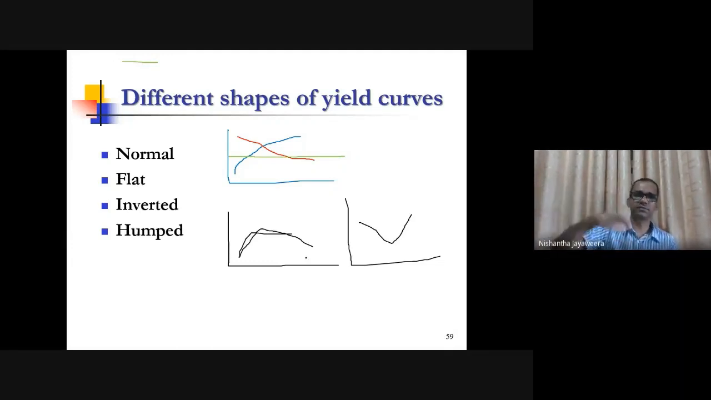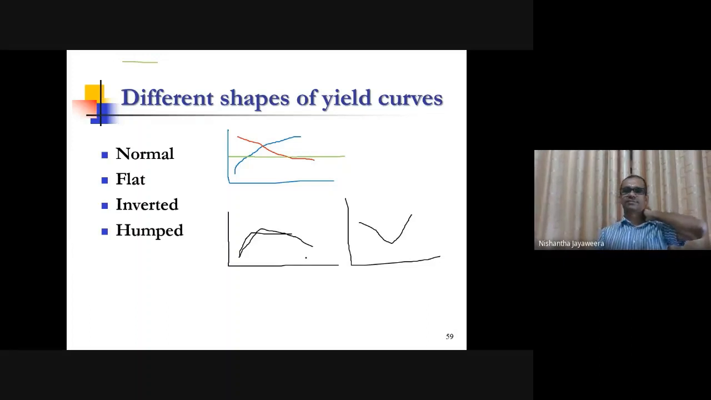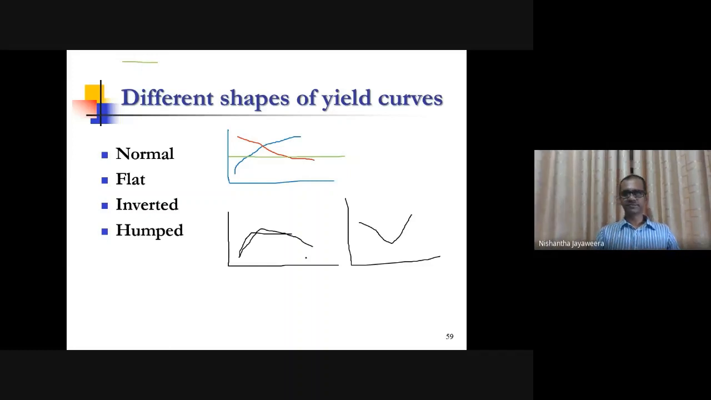Upward sloping, that's a normal curve. Downward sloping, inverted yield curve. No change with the maturity, it's a flat one. Humped: the middle belly of the curve is higher than the other two, or the belly is lower than the long end and the shorter end. So these are the different curves.